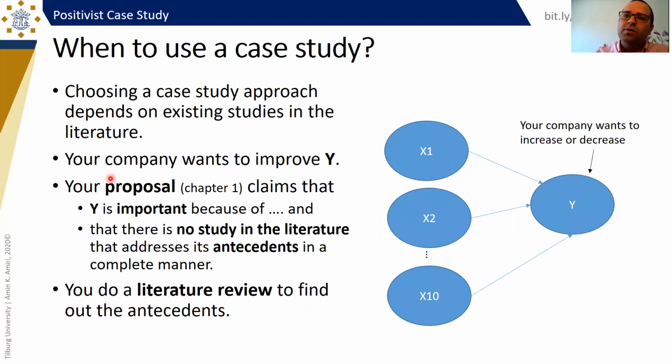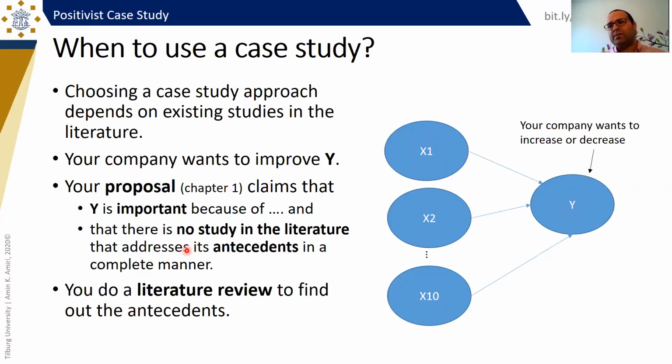So to figure out if you need to use a case study or not, first you need to conduct a literature review. Why? Let me explain this to you. You go to a company, you have found an internship, the company wants you to increase or decrease Y. That's their goal. In chapter 1 of your thesis, you claim that Y is important because of this and that. And then you claim that there is no study in the literature that addresses the antecedents of this Y. Okay, so this is a kind of claim.